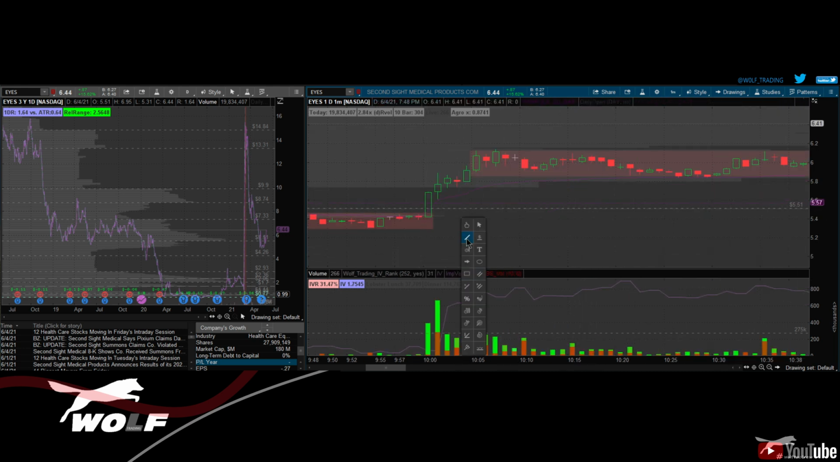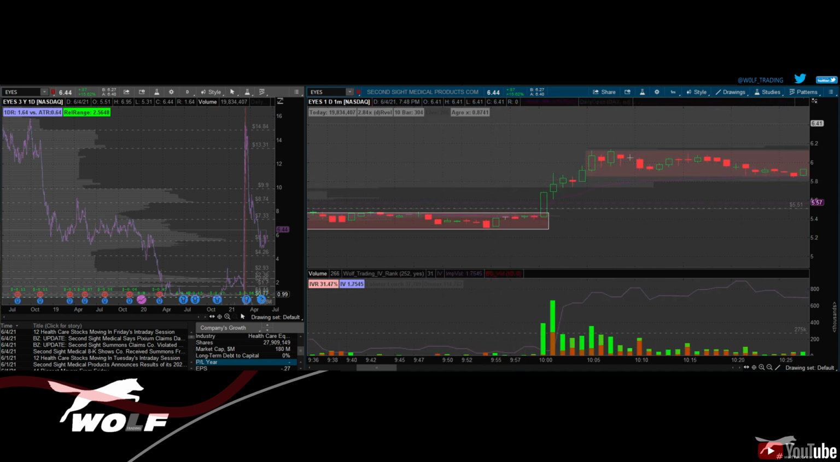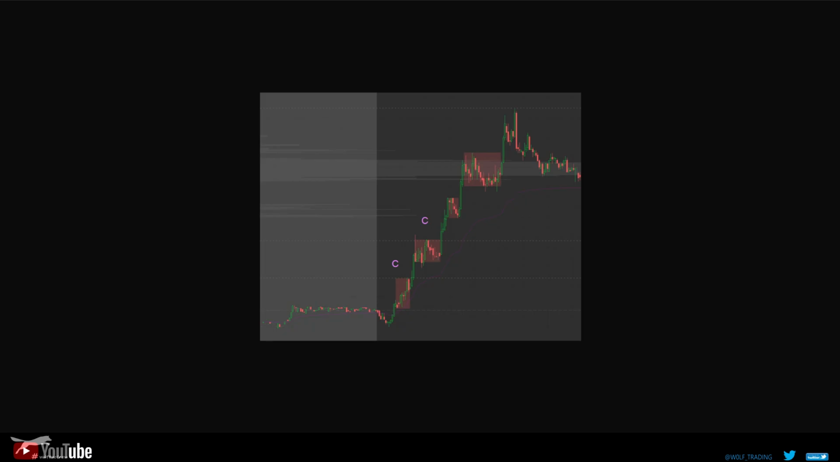So from this instance right here, we want to start at the bottom of the initial breakout candle. So we're going to go ahead and start here at 543 up to the top phase right here. So this is a 12.84, so let's just call it 13% extension off the consolidation. Now here's our grading. Let's take a look at our grading parameters.